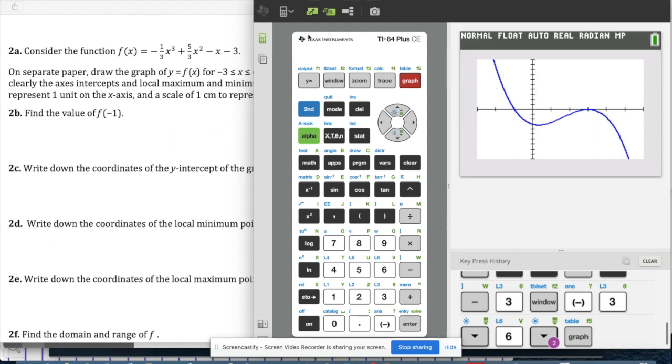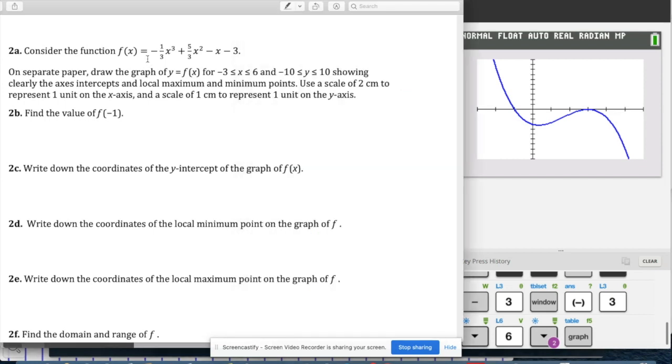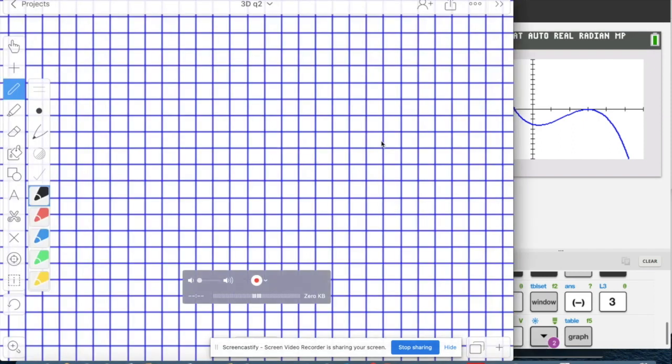All right, so we're asked to graph this on separate paper. So they specify the scale here. We have to be very careful to follow the instructions. Use an x scale of 2 centimeters to represent 1 unit on the x-axis and 1 centimeter for 1 unit on the y-axis. All right, so I have my iPad here to help me draw this. Again, 2 centimeters on the x-axis, 1 centimeter on the y-axis.